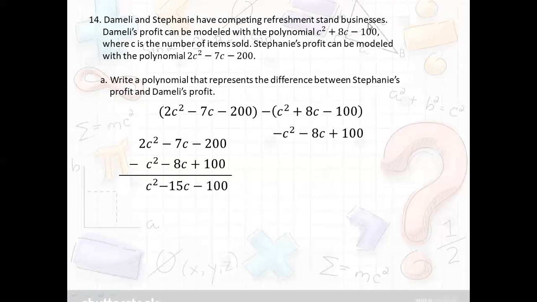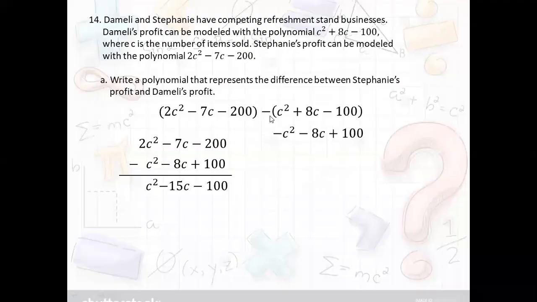So they have two stands, maybe selling lemonade. Okay, Dainley's profit can be modeled with the polynomial c squared plus 8c minus 100, where c is the number of items sold. Stephanie's profit can be modeled with this polynomial. Write a polynomial that represents the difference between Stephanie's profit and Dainley's profit.